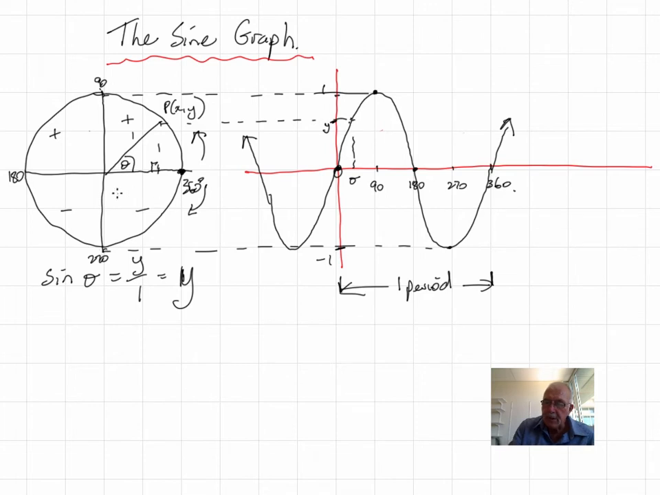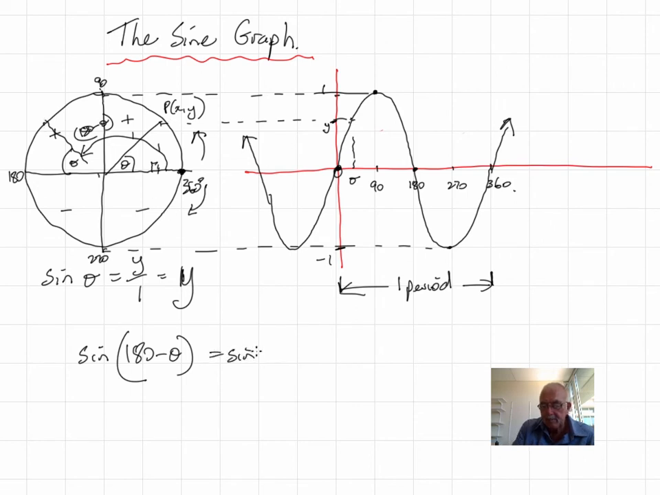You can also see why the sine of 180 minus theta equals sine of theta. Now 180 minus theta would be out here, if that was theta. It's going to have the same y value as sine of theta. So there is theta, and this would be 180 minus theta, exactly the same y point there.